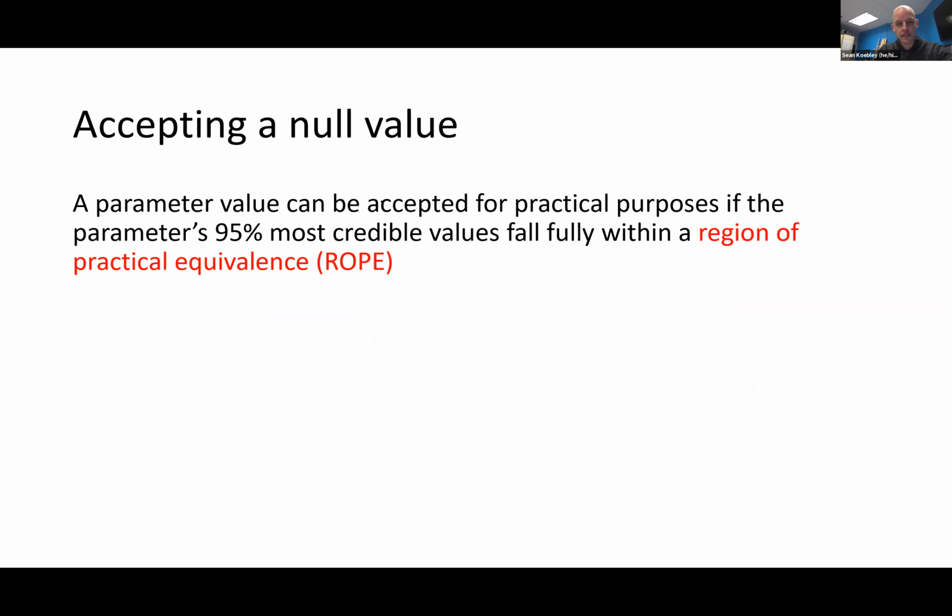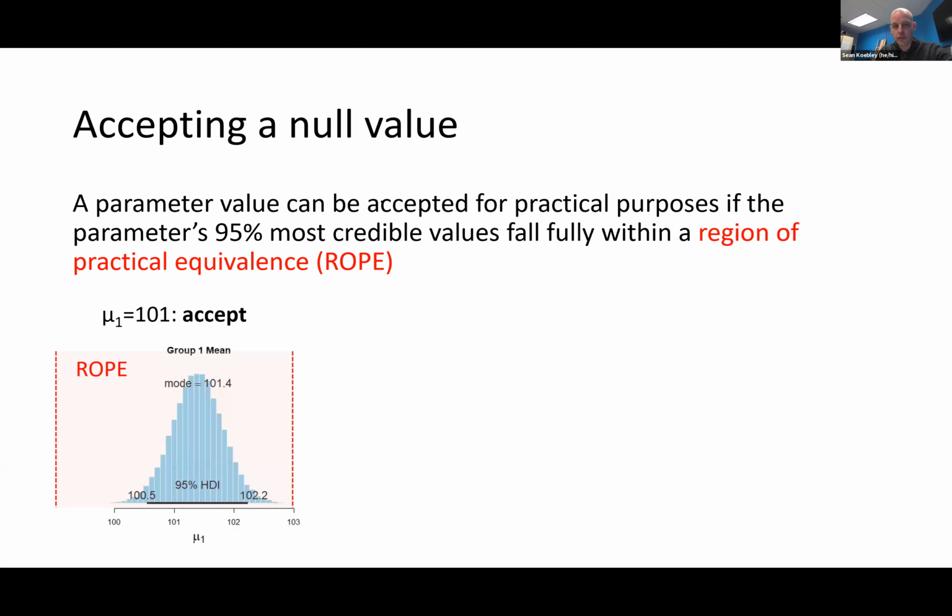So one of the great things about Bayesian statistics too is that you can actually accept a null value because you've got these distributions of your posterior parameter values. You can treat these as you might in the most intuitive way that you can think. So for practical purposes, you can accept a null value if it falls within a region of practical equivalence. And again, here's an example of this. Say that our null value is that the mean is 101 for my group 1. And say that my region of practical equivalence is 101 plus or minus 2.